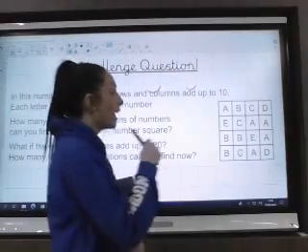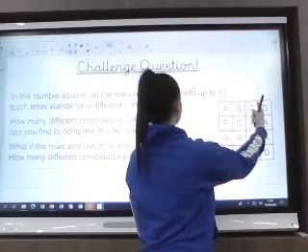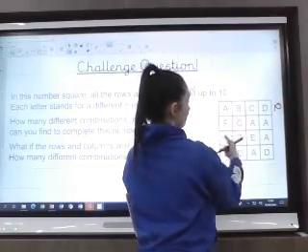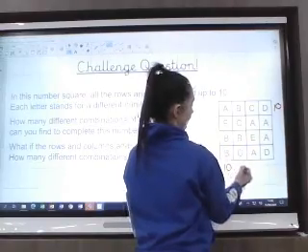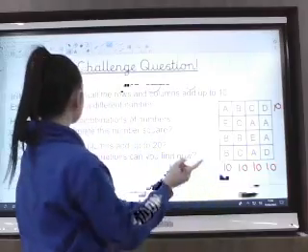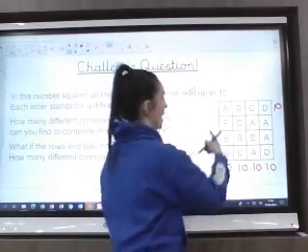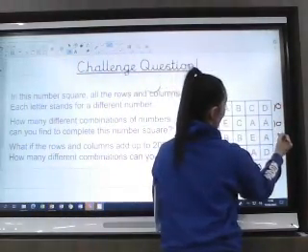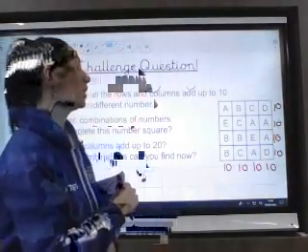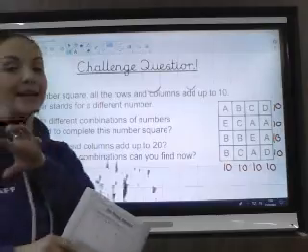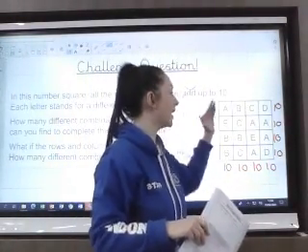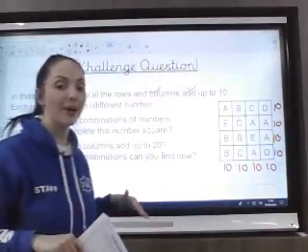So, A, B, C, and D all add up to 10. A, E, B, B all add up to 10. Okay, so all of these columns add up to 10, and all of these rows add up to 10. Okay, so this is quite challenging. You've got to see what combination of numbers you could have so that it adds up to 10 that way and it adds up to 10 that way.